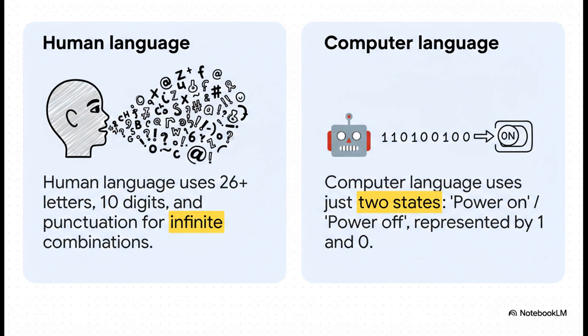Just look at the contrast here. On one hand, you have us. Our languages are complex, they're messy, full of nuance, with tons of characters and an infinite way to combine them. But then you look at the computer's entire universe, and it's built on just two states, power on or power off. That's the whole shebang. And we represent those two states with just two little digits, a 1 and a 0.